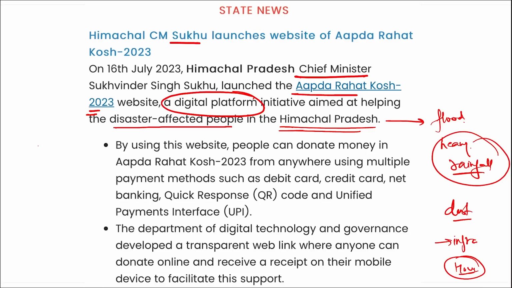Correct? By using this website, people can donate money, right? Donation can be done through this portal for the people who are affected. Debit cards, credit cards, various net banking, QR code, UPI facility are provided on this website so that people can donate from all around the world. Correct? So these are your important current affairs for the day, friends.